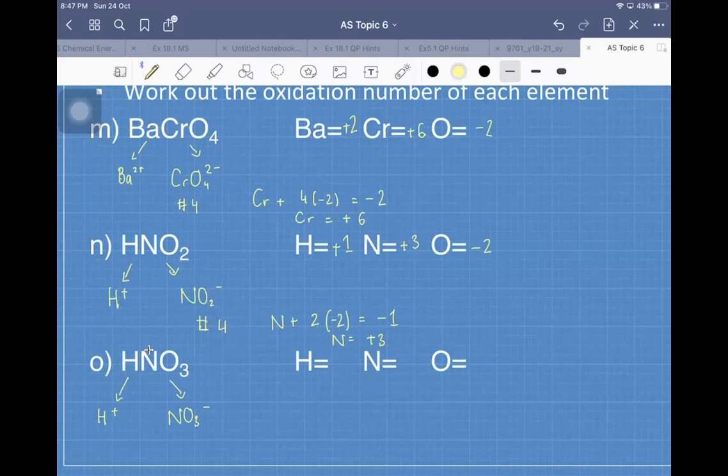Okay, back to HNO3, hydrogen will by default have an oxidation number of +1. Oxygen will have an oxidation number of -2. Rule number 4 says that the sum, nitrogen plus 3 lots of oxygen, is equal to -1. So nitrogen would be -1 plus 6, which is +5.